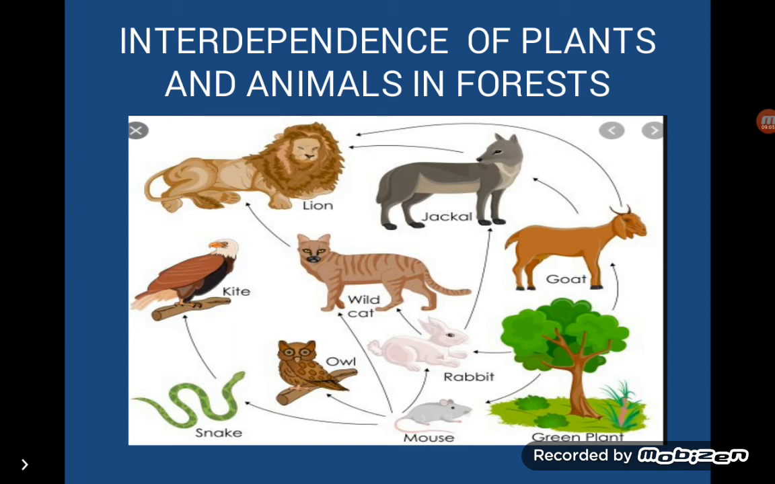And what is a food web? You can see in this slide. In nature, many food chains coexist. An organism can be a part of more than one food chain. This network of interlinked food chains is called a food web.